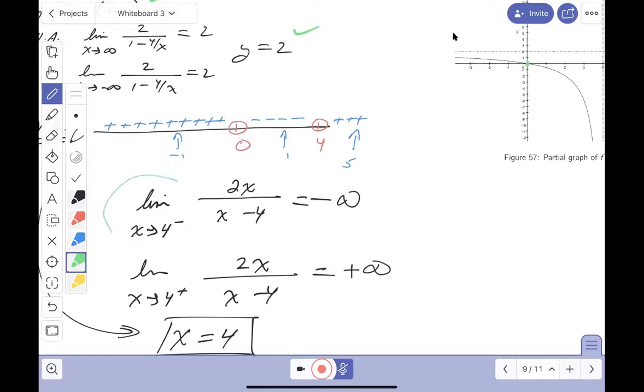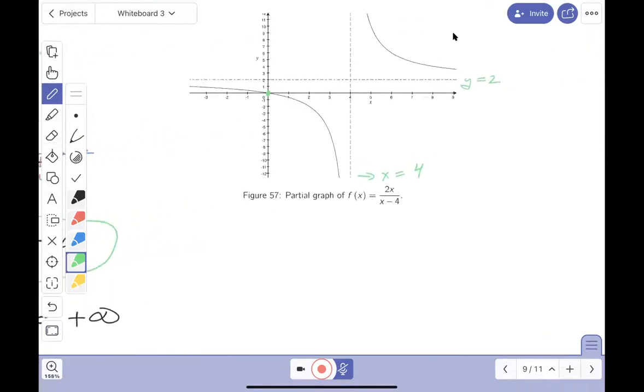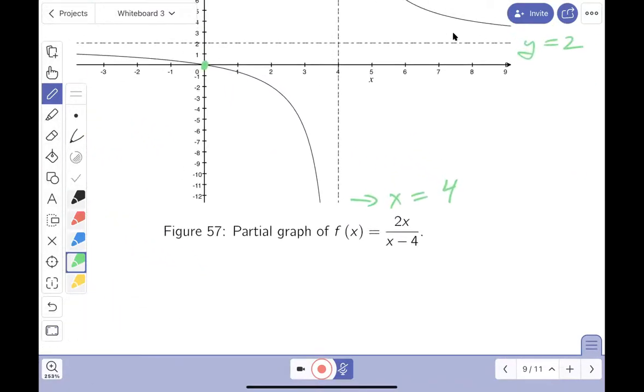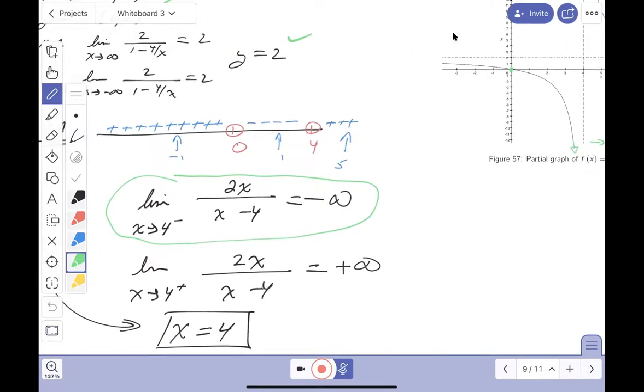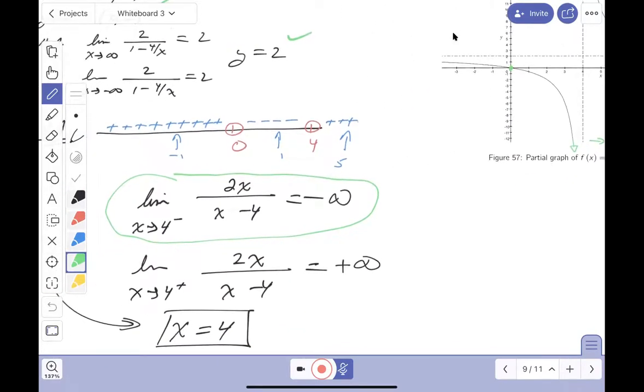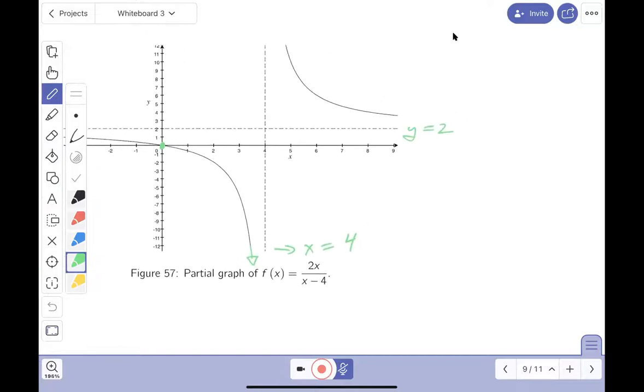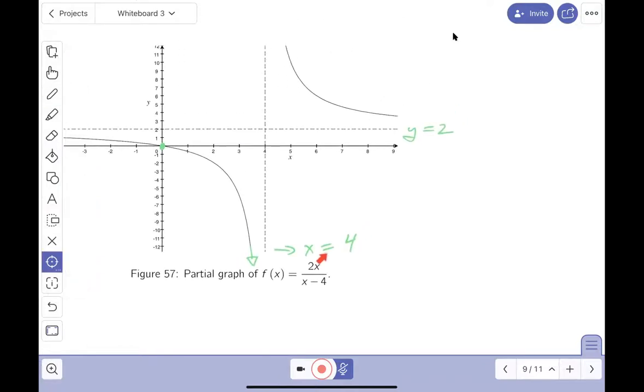I'm going to talk about this one over here. If you're going to 4 from the left side, it's going to minus infinity. Let me talk about that. This is the number 4. This is the left side. Where's it going? Minus infinity. Okay. 4 from the right side, plus infinity. Let's go over this again. 4 from the right side, plus infinity. I'll put that down.